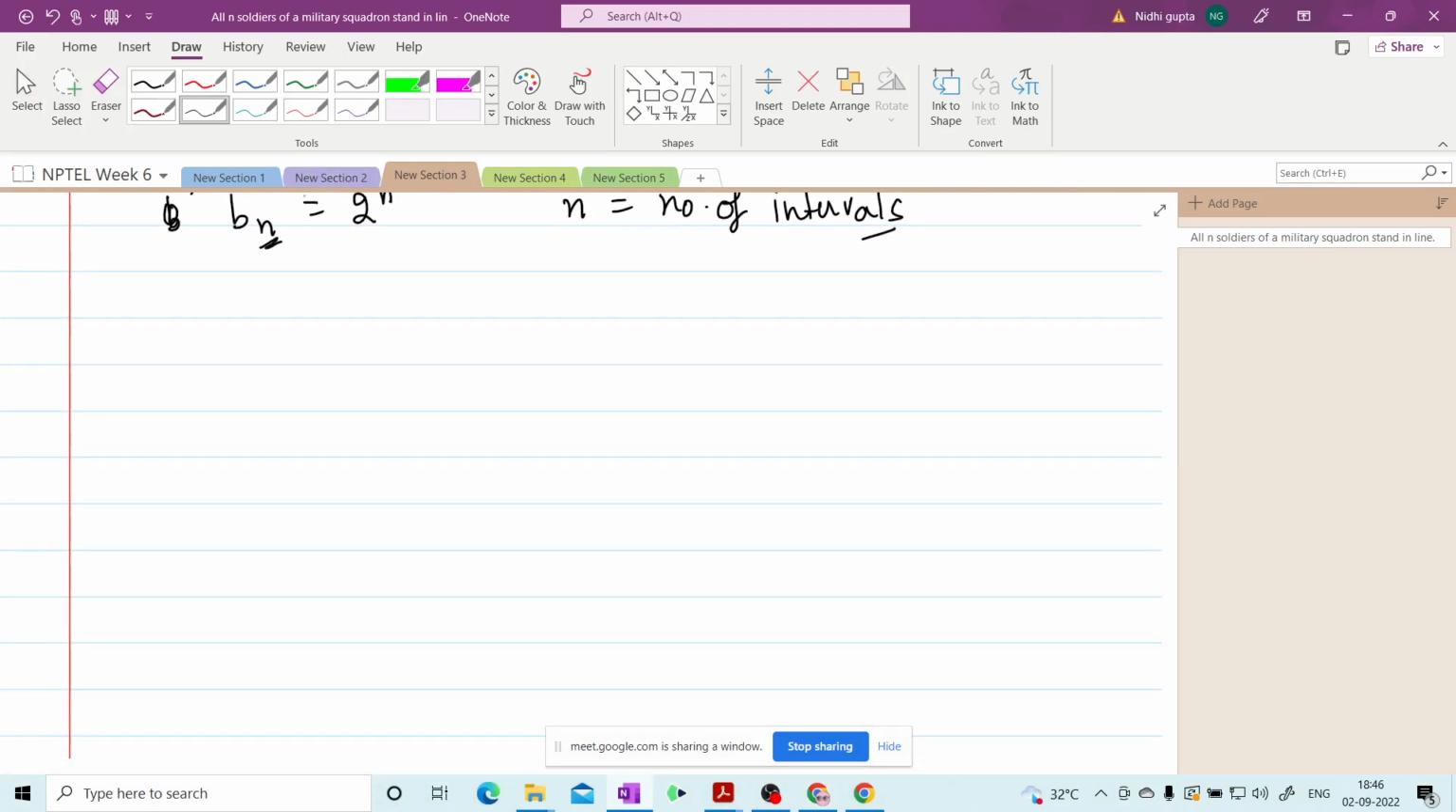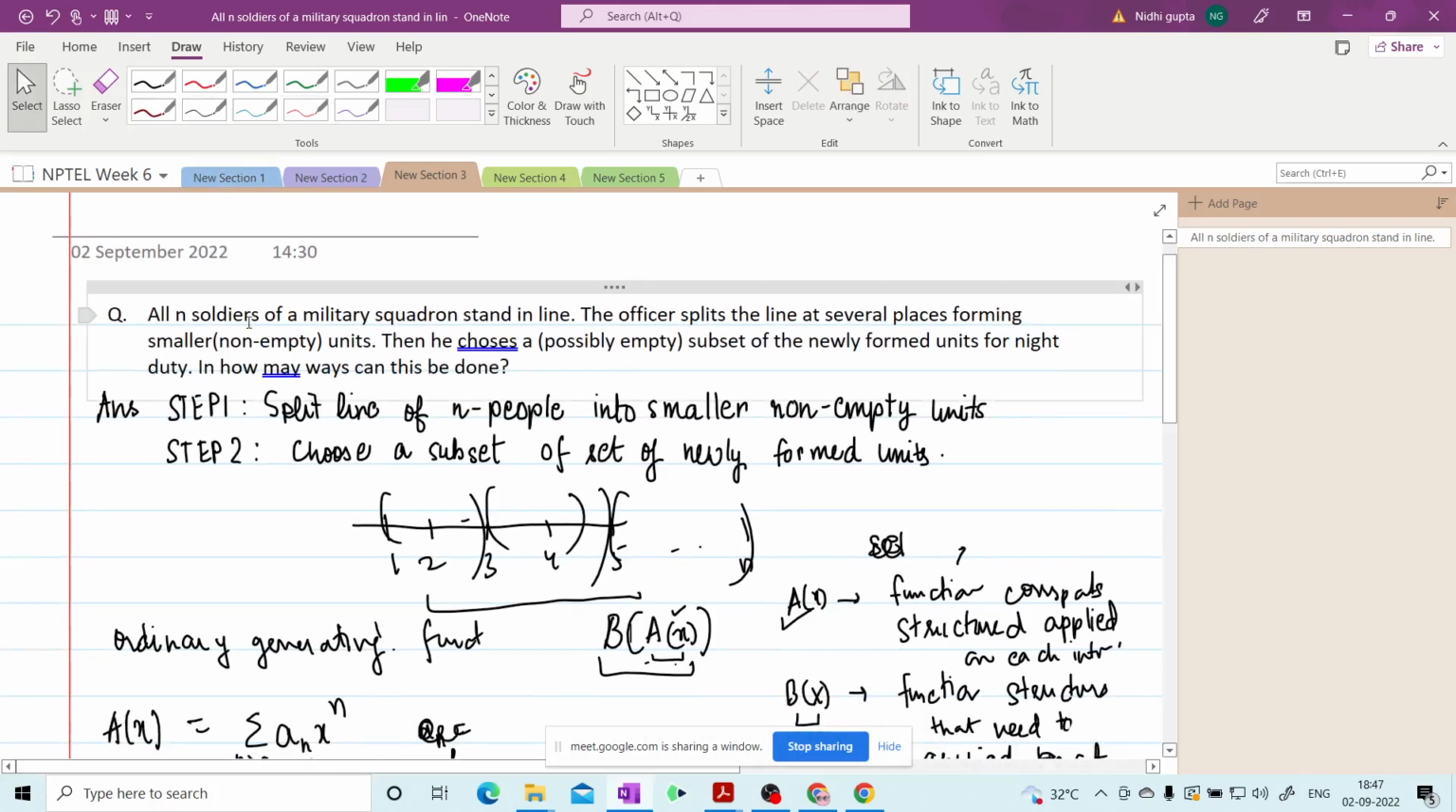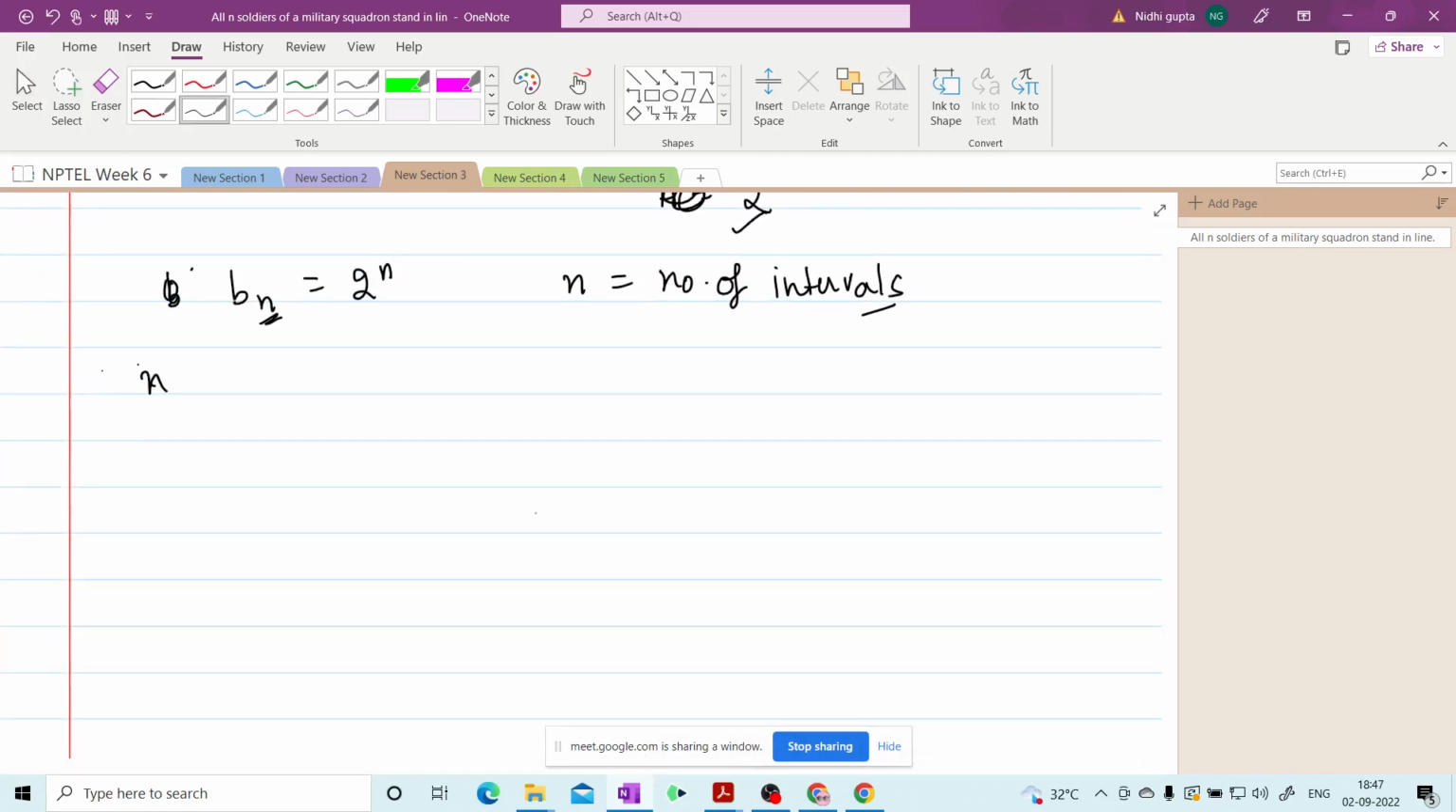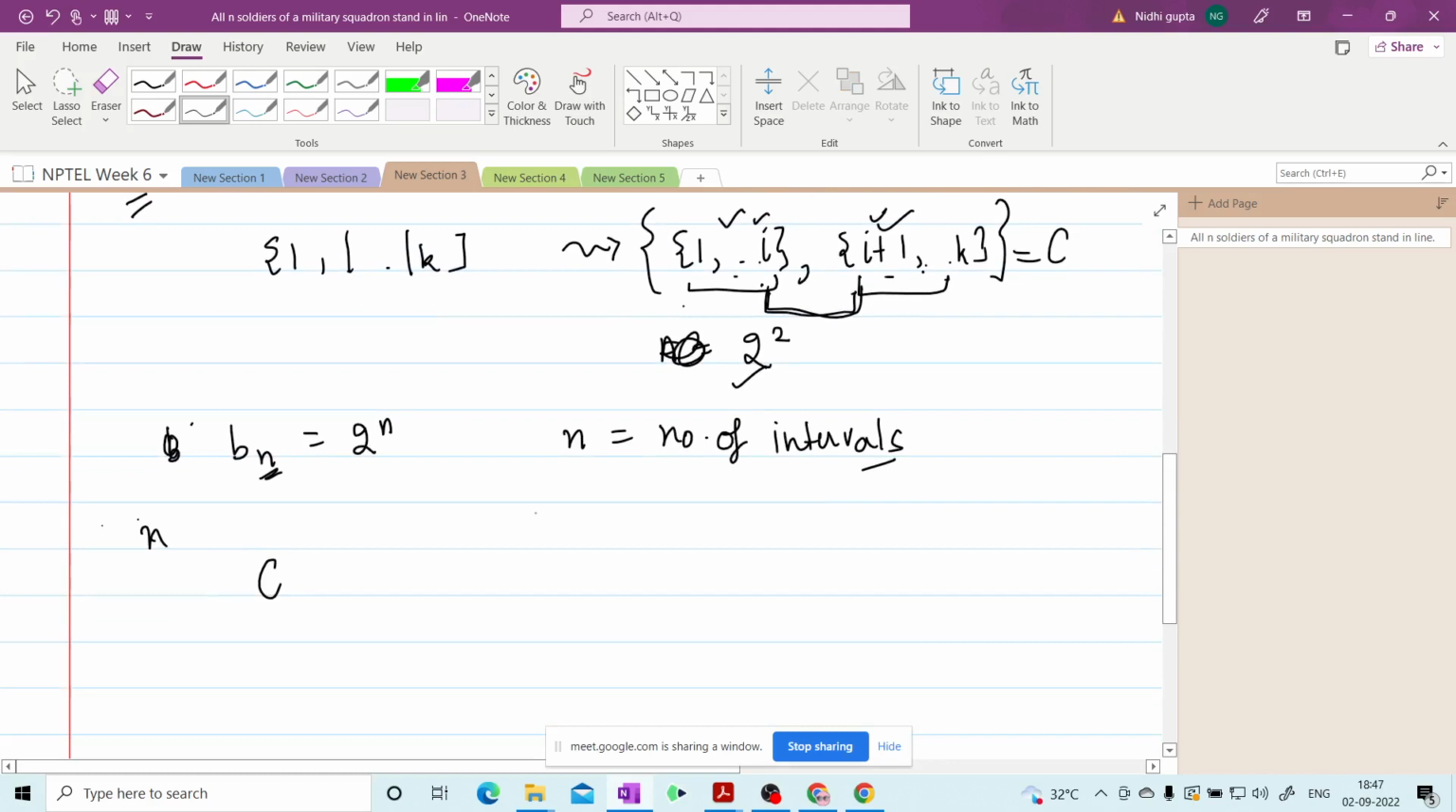So I'll repeat this question again. Our question was, we have n soldiers standing in a line. Our step 1 was we split this line of n people into smaller non-empty units, and step 2 was we choose a subset of the newly formed units. Since we are talking about a line, and the arrangement doesn't matter, we have to use ordinary generating functions and compositions.